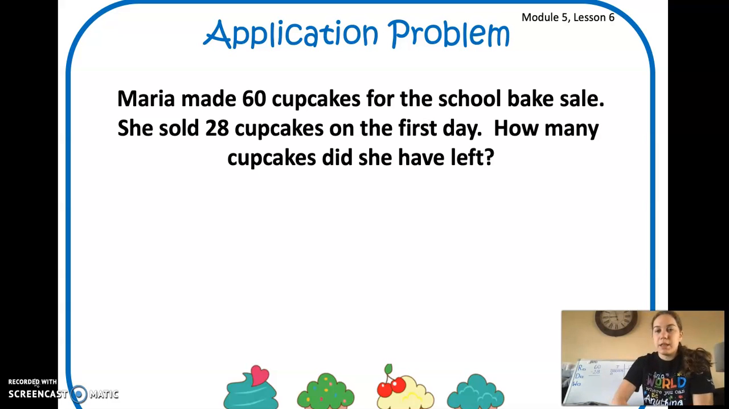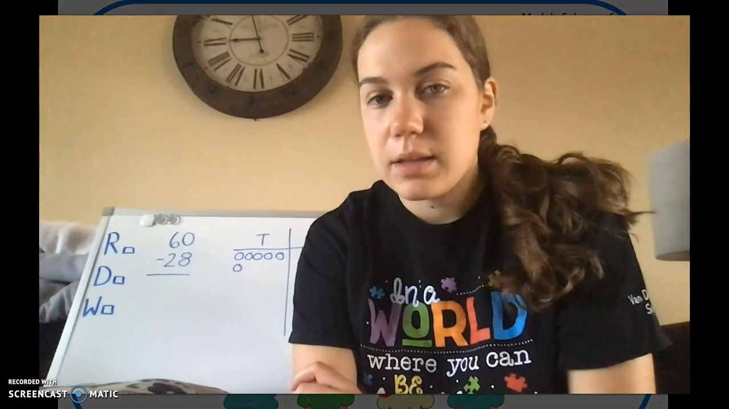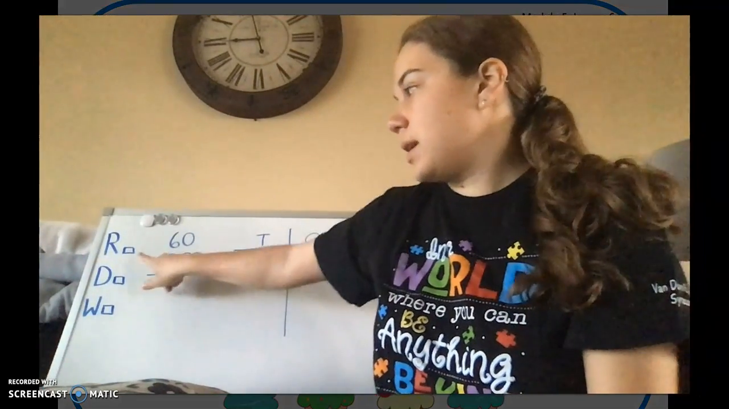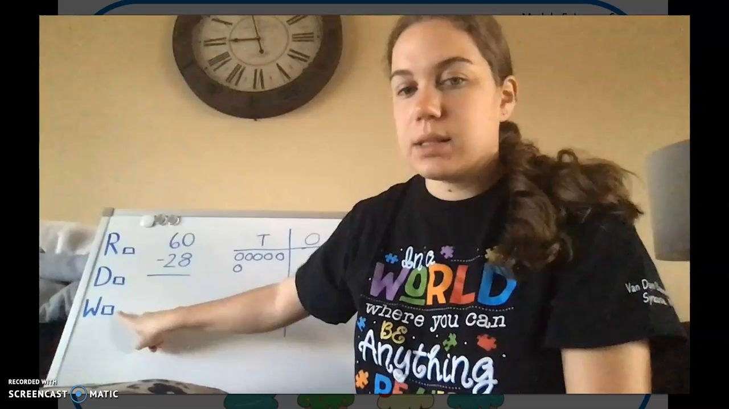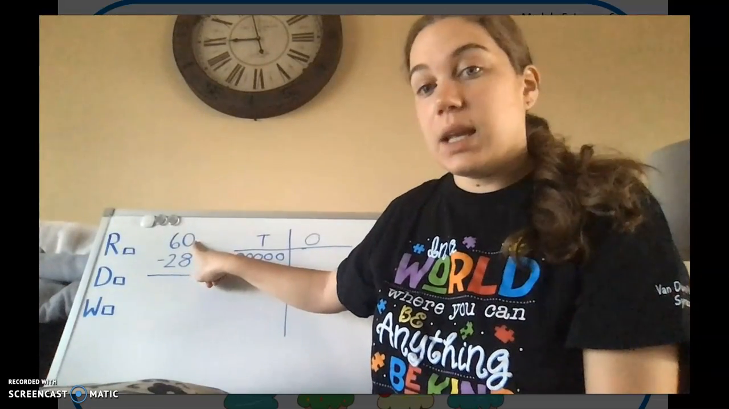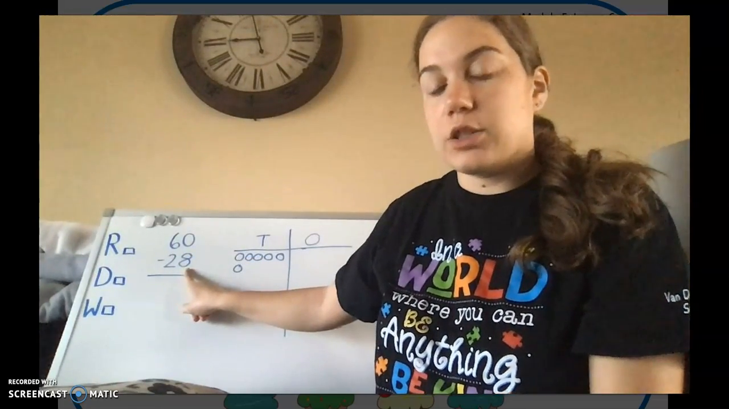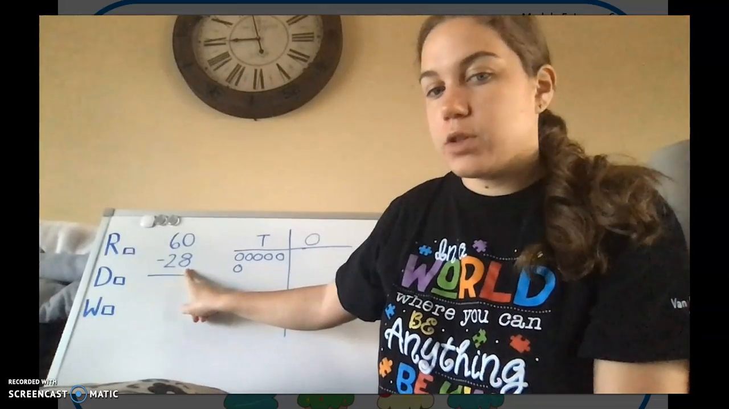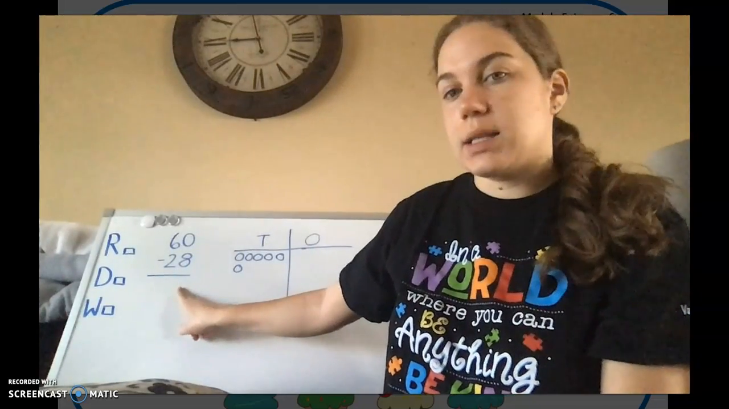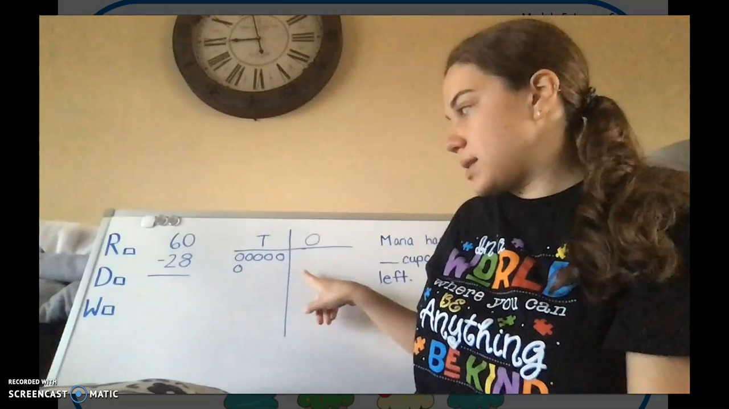We start with our application problem for today. It says, Maria made 60 cupcakes for the school bake sale. She sold 28 cupcakes on the first day. How many cupcakes does she have left? So let's look at my chart back here. I have my read, draw, and write checklist. I have my problems. She had 60 cupcakes, and then she sold 28 of them. So those are no longer there. We have to figure out what she has left. And I drew my 60 on here.